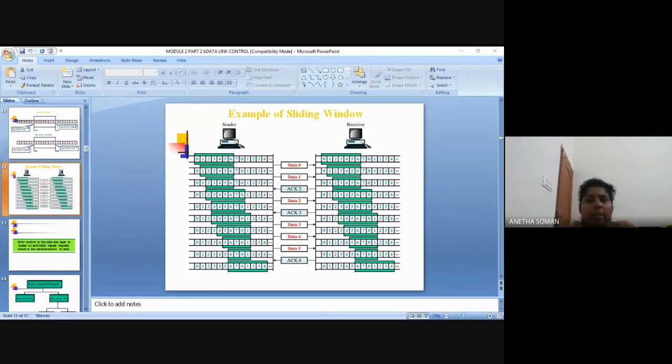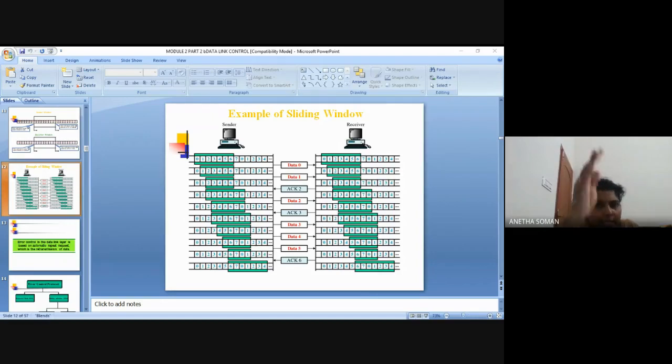Now what happens when the acknowledgement is received? You can see in the diagram here ACK2 is written. Don't worry about the number now. Just understand that an ACK is arriving at the sender side. So when an acknowledgement arrives at the sender side, what happens at the sender window?